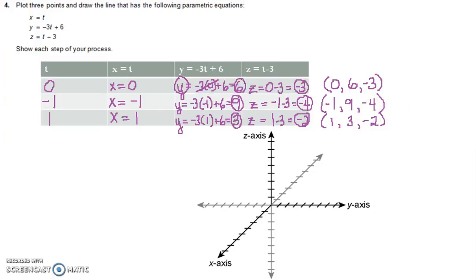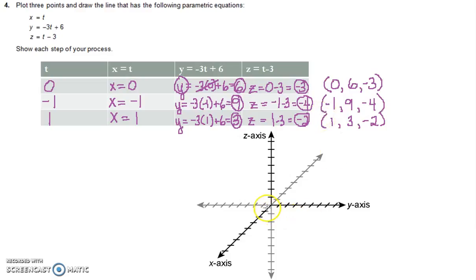Now, graphing in 3D is a challenge of its own. The best way to go about it, if I'm going to plot this first point 0, 6, negative 3, is to create a box. If you're doing it digitally like I am, you can just grab a straight line tool and that'll help a lot, and then you can use the axes and make them parallel.